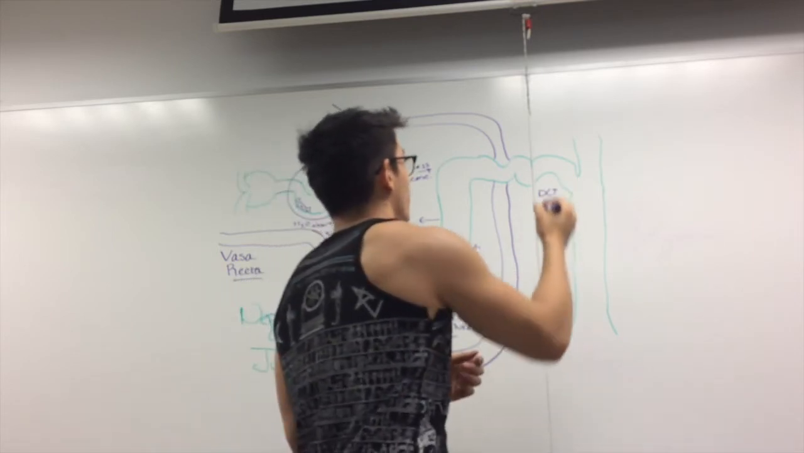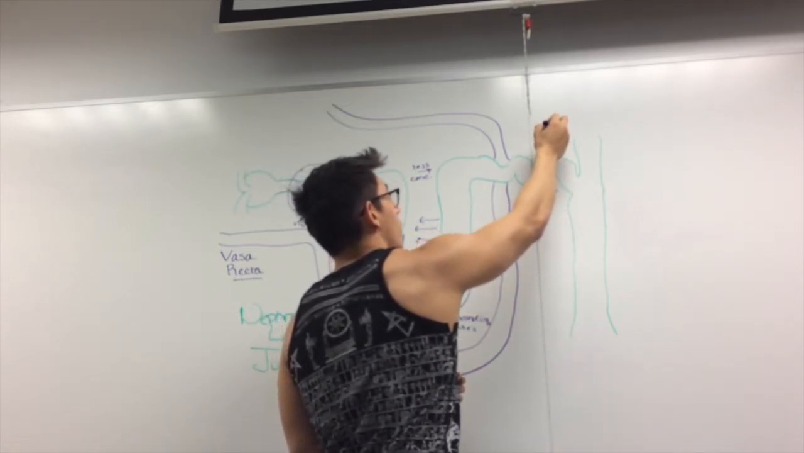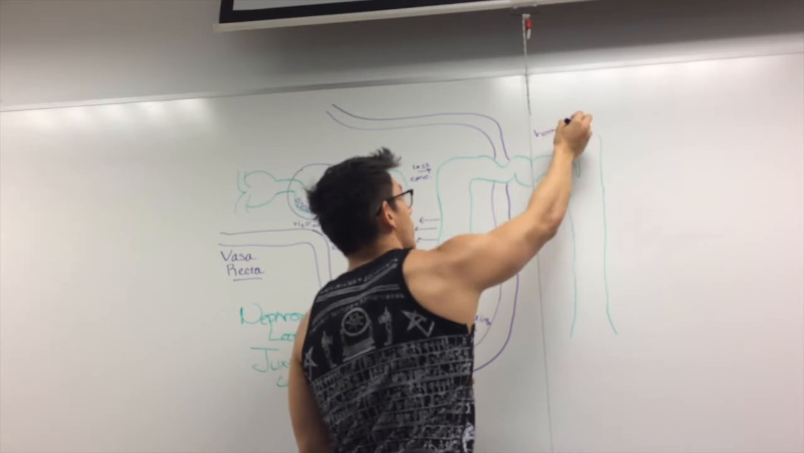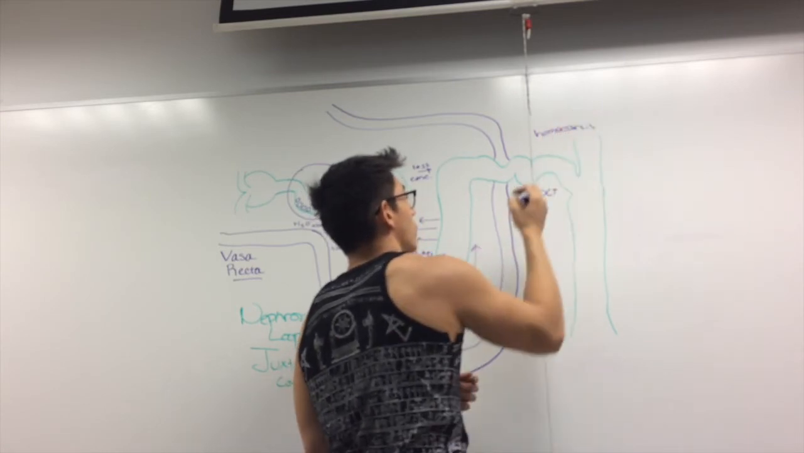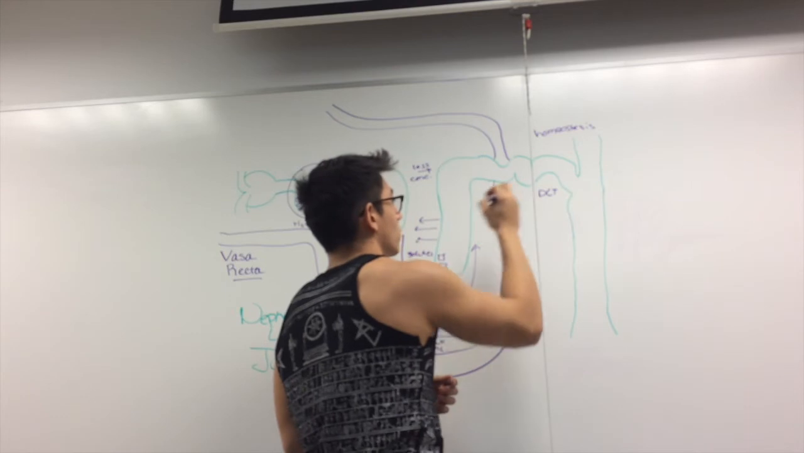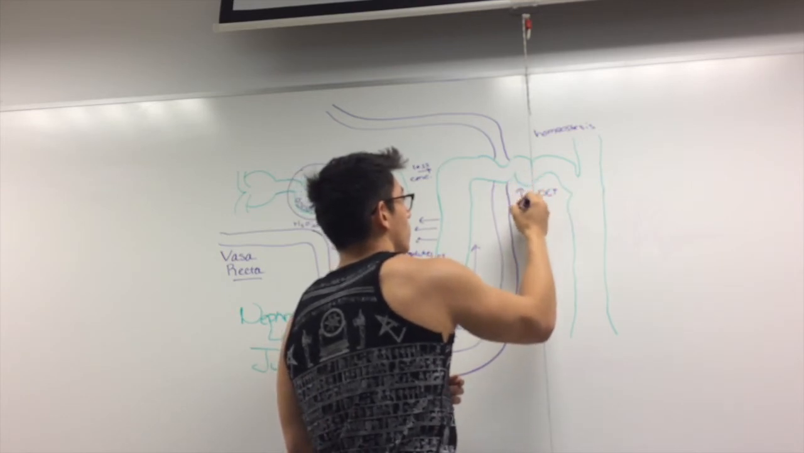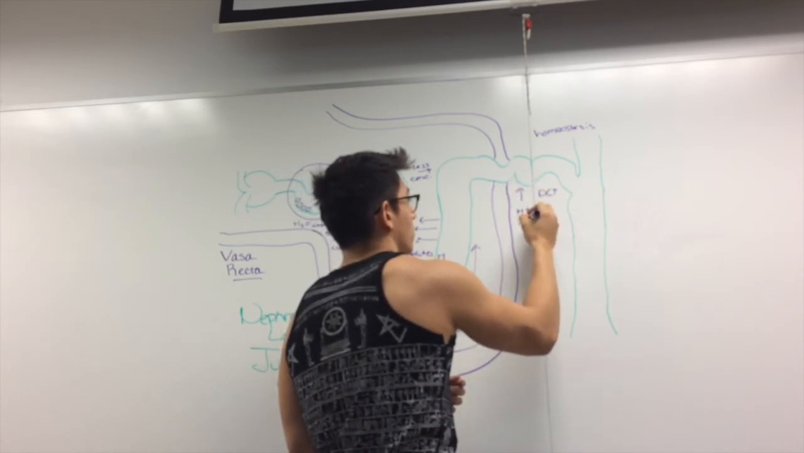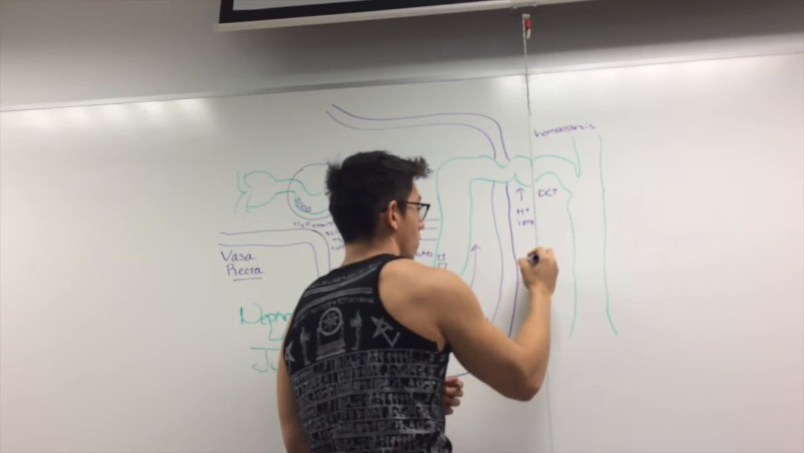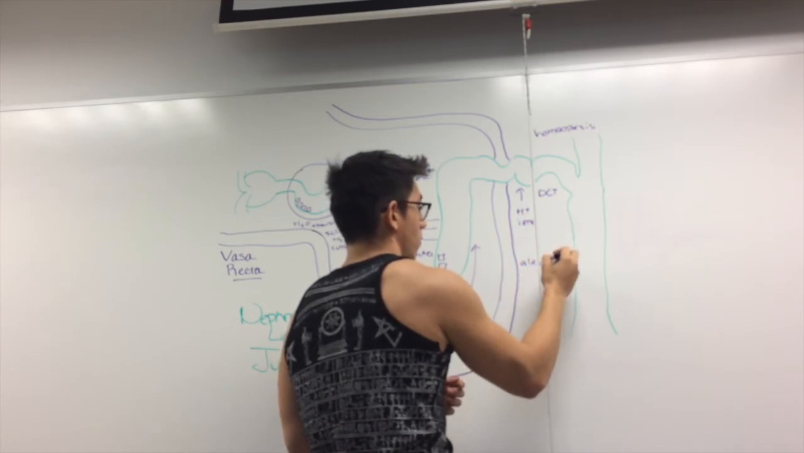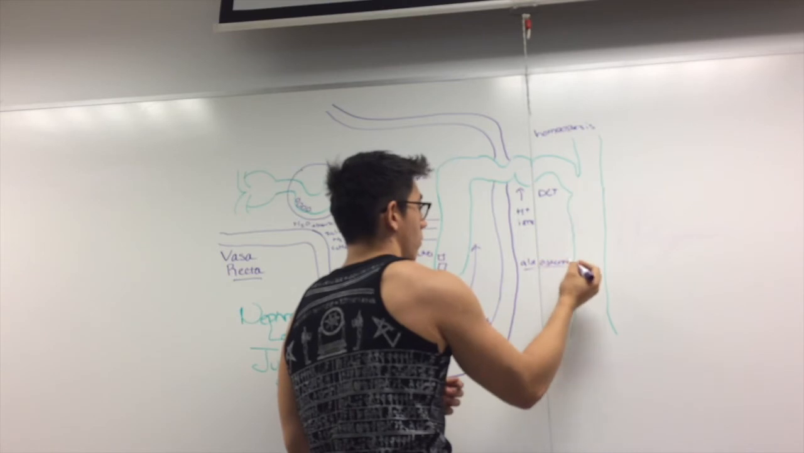The walls are lined with simple cuboidal cells. This regulates pH by absorbing bicarbonate and secreting hydrogen ions into the filtrate. Sodium absorption is regulated by aldosterone. This then leads into the collecting duct, which is the final portion of the nephron where 5% of reabsorption occurs.